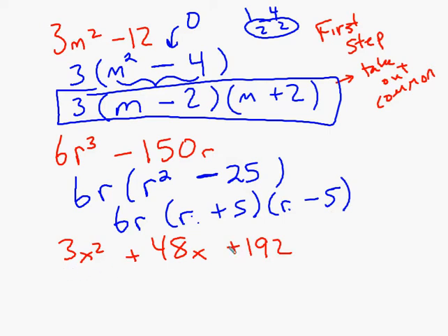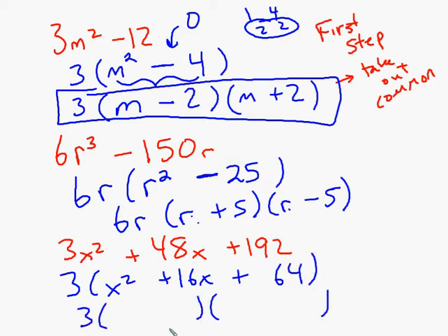Now what's common in the last one? 3. Okay. What's 192 divided by 3? 64. Okay. So this is a perfect square trinomial. So what goes in the front of both of these? X plus, plus, pluses. It'd be A though.